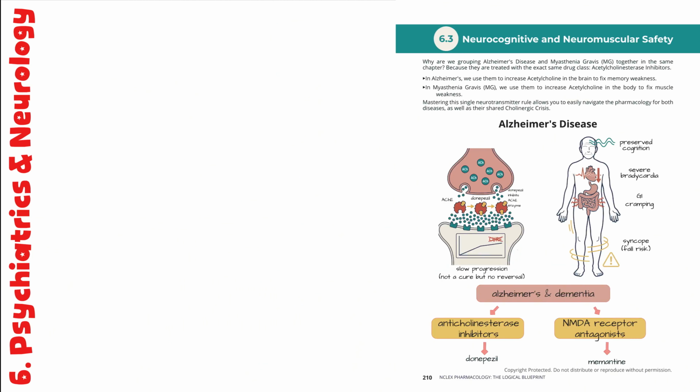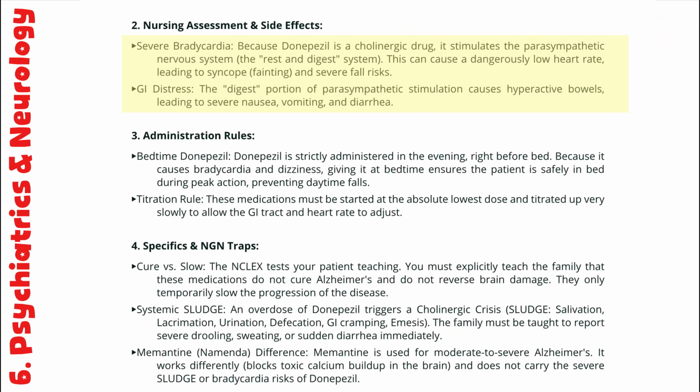Alzheimer's disease means the brain is short on acetylcholine for memory. Acetylcholinesterase inhibitors block the enzyme that destroys it, leaving more available in the synapse. Watch for severe bradycardia and syncope from parasympathetic stimulation, along with GI distress from that same mechanism. Give these at bedtime, since bradycardia and dizziness peak around then, keeping the patient safely in bed instead of upright and at risk of falling.